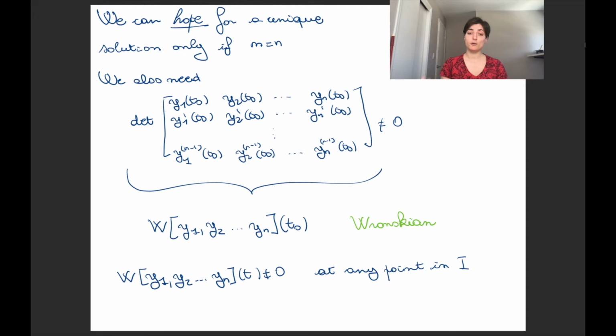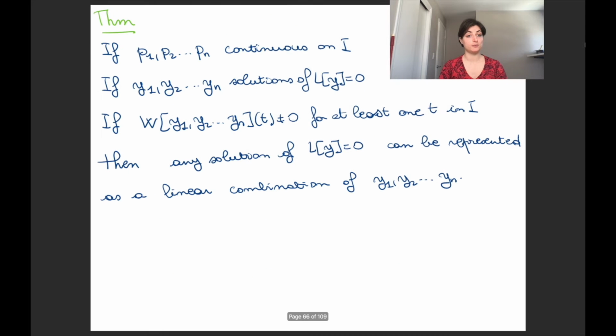And as it holds for second order ODEs, the Wronskian at t0 is different than 0 if and only if it is different than 0 at any point in I. So we have this interval of continuity, and we can check any point in that interval to decide if the Wronskian is different than 0 or not.